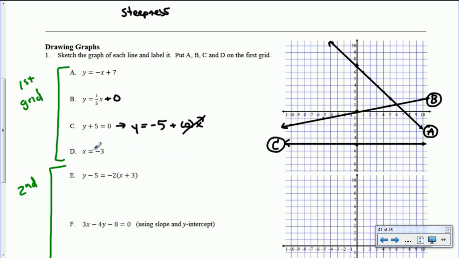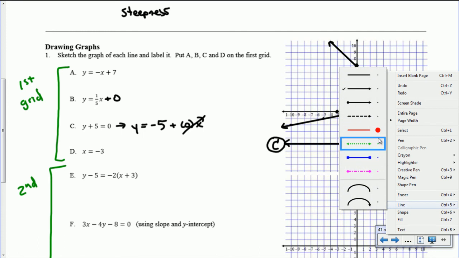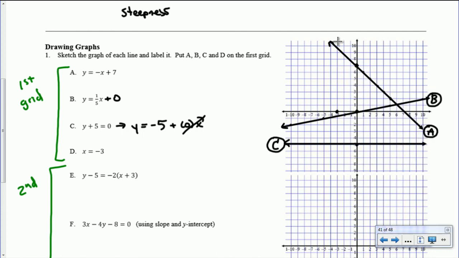And last one in that group, x equals minus 3. So x equals minus 3 is there. And it's x equals minus 3 for all possible values of y. So that is a vertical line. That looks like that. So that would be D.